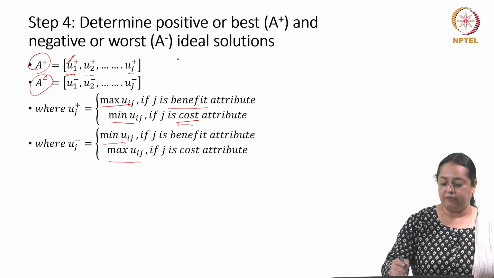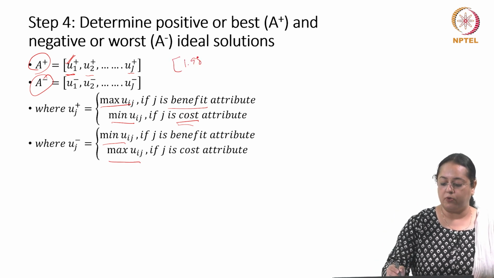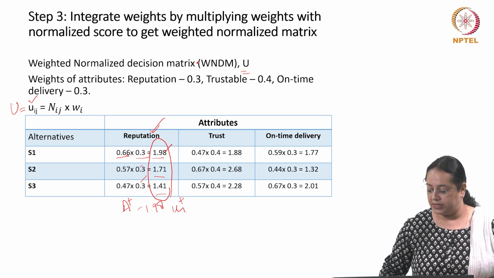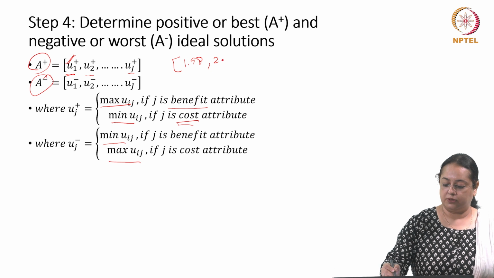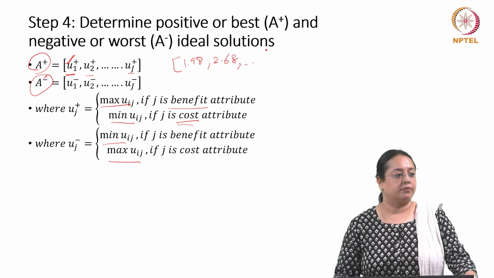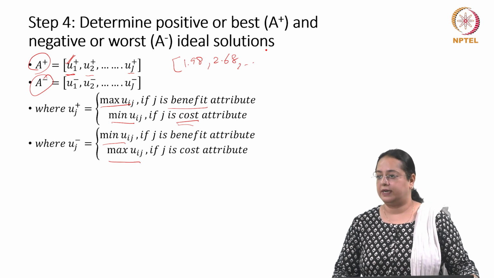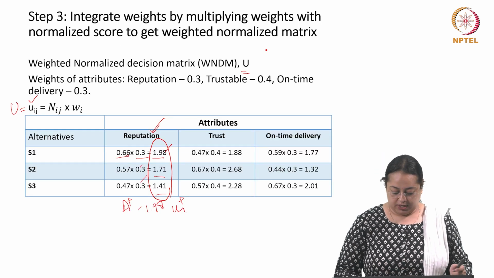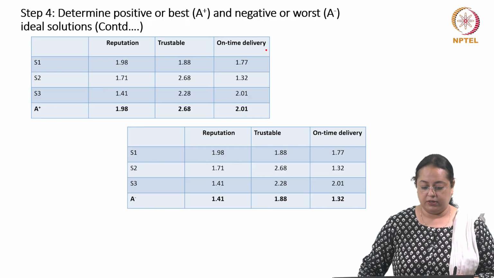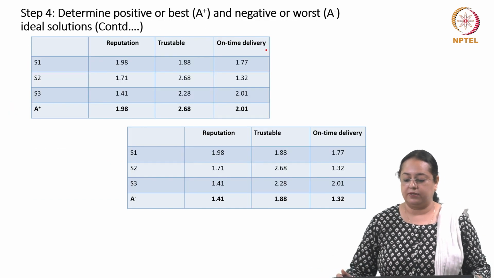Okay, so I will get U1 plus 1.98, right? And in the next is 2.68 and so on. We all are on the same page? Okay. So now things are ready with us, right?